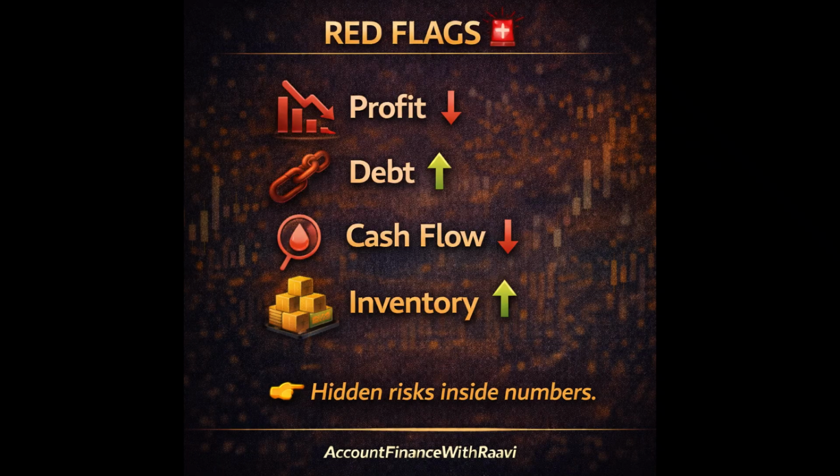And how can we identify the red flags by using these ratios? Normally, by using profitability ratios, if you understand that the profit margin has been decreasing, then it can be considered a red flag. If a company's debt is increasing, it can be considered a red flag. If a company's cash flow is decreasing, it can be considered a red flag. If a company's inventory is increasing, then it can be considered a red flag. These are nothing but the hidden risk inside the numbers. So we can use the ratios in order to identify the red flags.